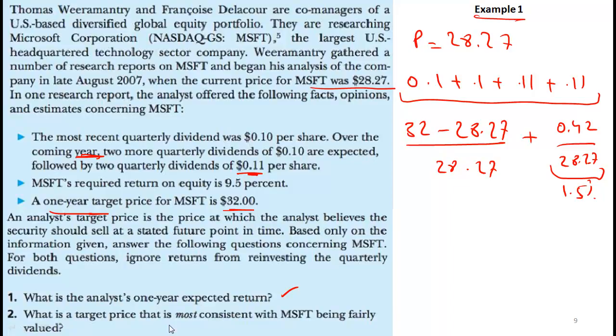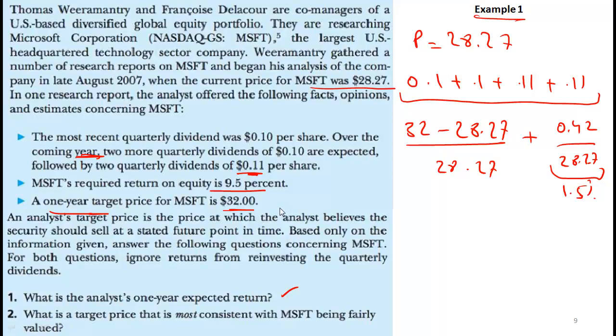So now how do we do the second question? What is the target price that is most consistent with Microsoft being fairly valued? To be fairly valued, you should get 9.5%. Now would that 9.5% include the dividend yield? Yeah, the 9.5% should include the dividend yield.